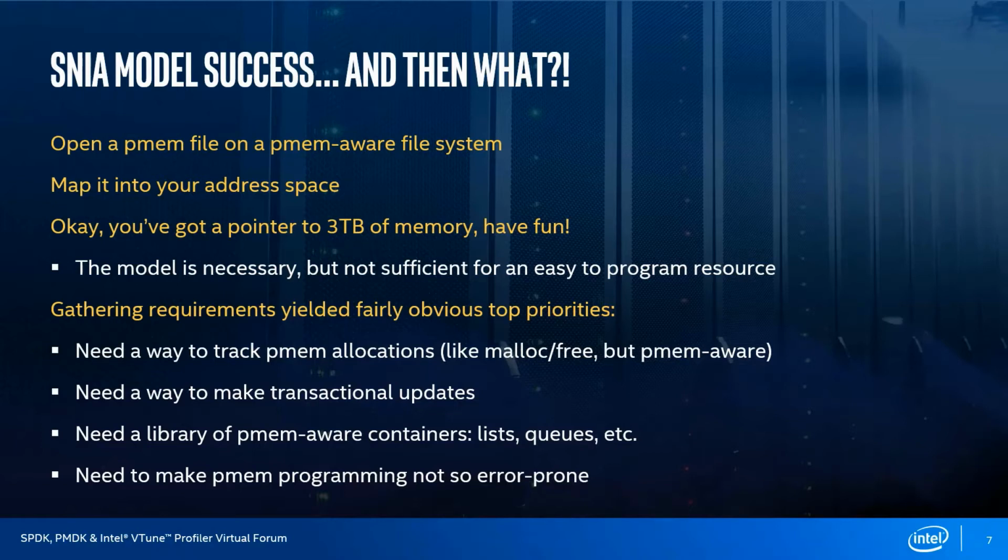So we started stepping back and thinking, what could we do to make persistent memory programming easier? This was the beginning of the Persistent Memory Development Kit. We went around and talked to programmers, and all of them basically came up with the same top priorities. We need a way of tracking which persistent memory is allocated and which is free, kind of like malloc, like a C programmer would use, or like a Java programmer would use, but persistent memory aware. And we need a way to make transactions so that if the program crashes or the machine crashes, the data structure is still kept in a consistent state.